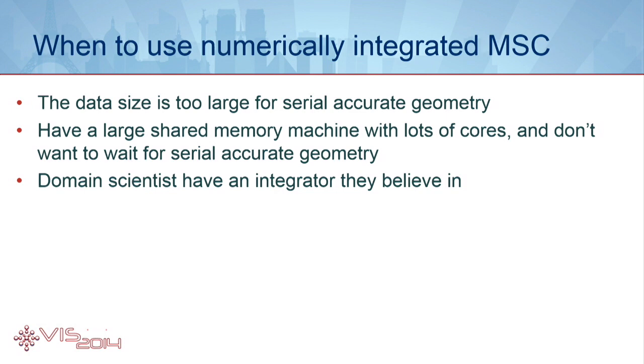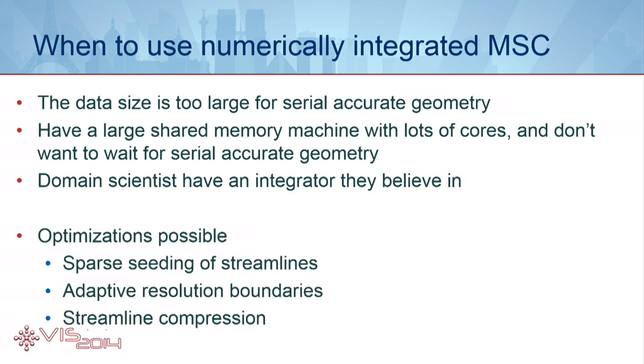If they come to you with an integrator and they say, I believe in my integrator, and I'm going to believe where the flow ends up, now you can use whatever flow map they give you as input to your topology computation. And of course, there are many optimizations possible, such as right now we do dense seeding of streamlines. You can start thinking about maybe sparse seeding. You can try to start thinking about super resolution boundaries or techniques to accelerate the streamline computation, like streamline compression and so on.